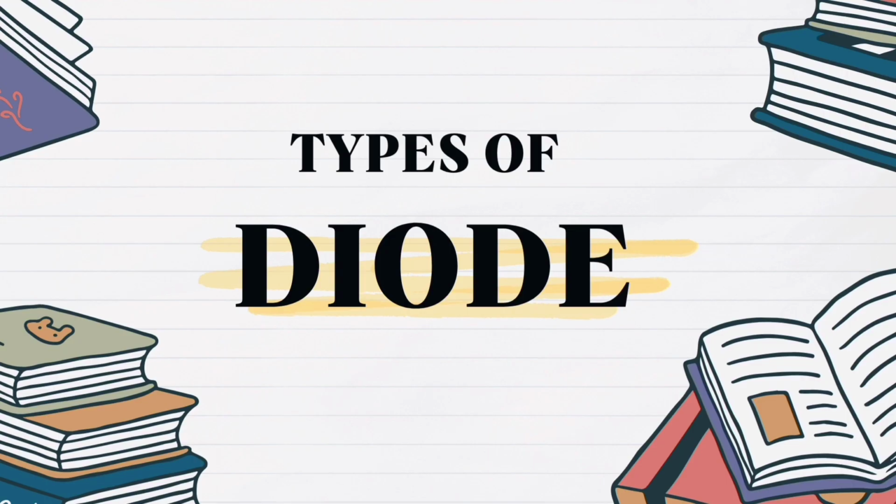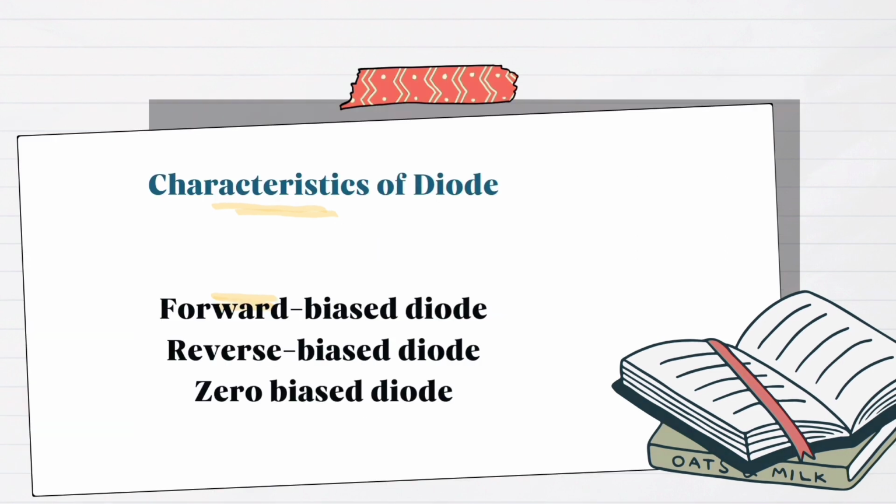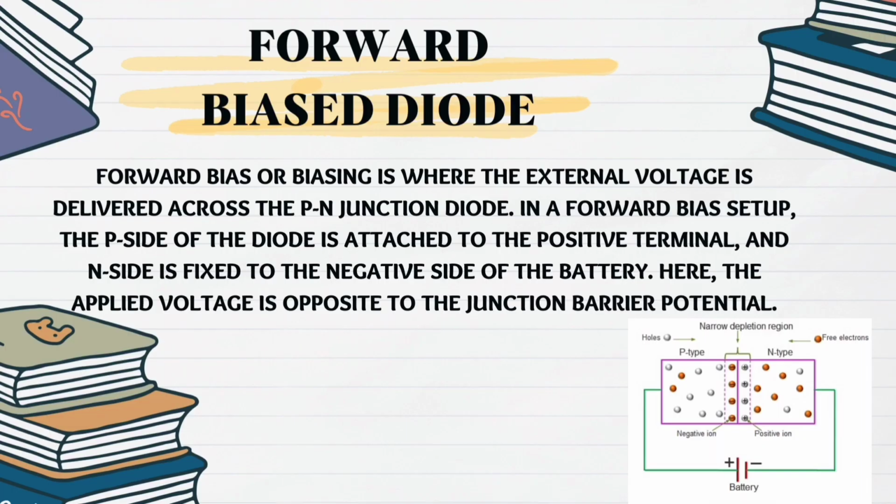Let's learn about types of diode. There are various types of diode like light emitting diode, laser diode, Zener diode and p-n junction diode, but we are going to discuss about the three different characteristics of diode. The first thing we are going to learn about is forward bias diode.